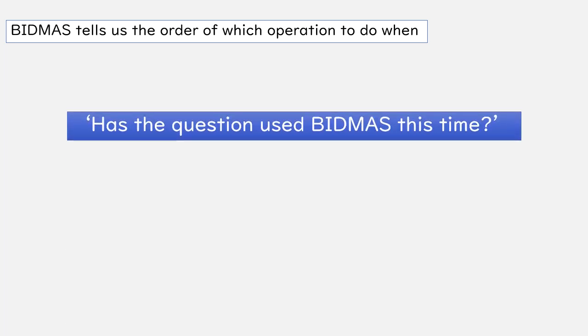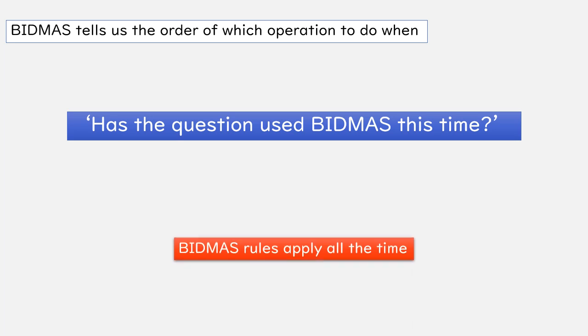I have a lot of people asking me after a question, has the question used Bidmas this time, or should we use Bidmas? And Bidmas rules apply all of the time. So even if the question doesn't specify that this is a Bidmas question, whenever you see a list of operations, you're always going to apply the order of Bidmas.